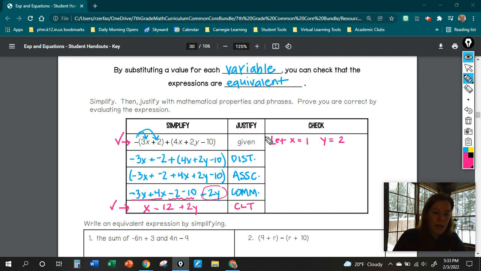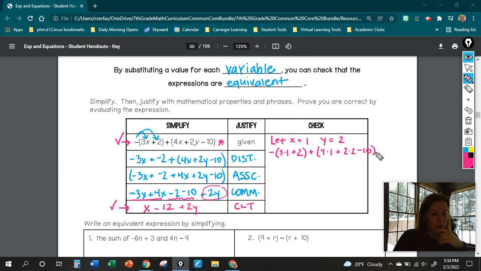Okay, we're going to plug in these values into this very first expression. So we would have negative 3 times 1, because we're saying x is 1, plus 2, plus the quantity 4 times 1, 4 times x, but we're letting x be 1. We're substituting in, just like if you were playing soccer or football and you were changing positions, you were substituting in for someone else on the field. All right, let's keep going. So we have plus 2y. So we said let's let y equal 2. So that would be 2 times 2. And we're going to subtract 10 at the end.